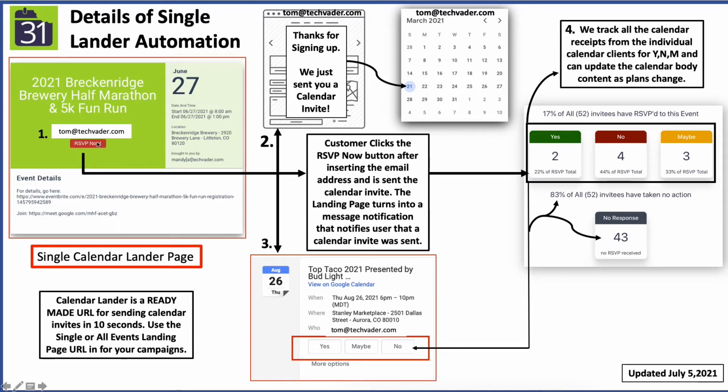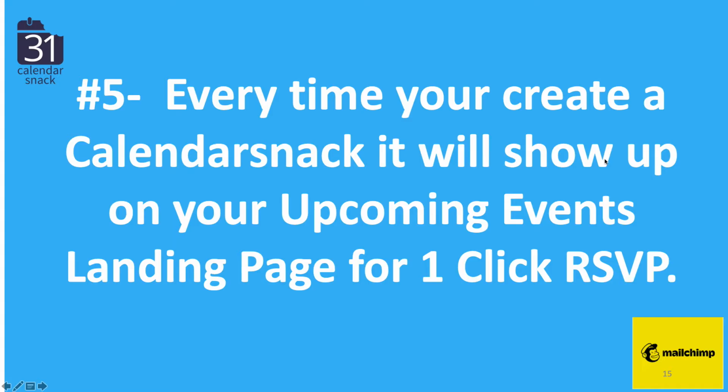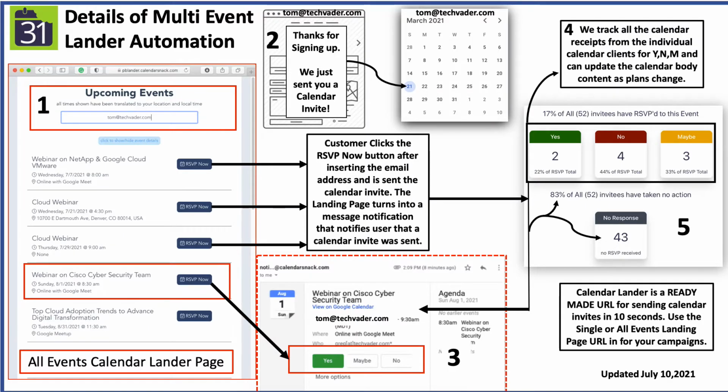Someone puts their name in, they click the button, they get sent to a landing page, we send out the calendar invite and we track it. And then every time you create a Calendarsnack, it'll show up in your upcoming events. This is something we've been working on a while. It's really cool. Hope you try it out.